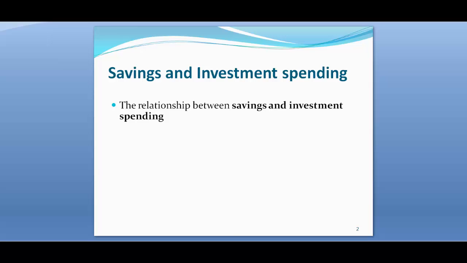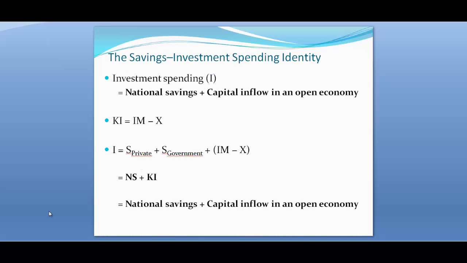Savings and investment spending. In the savings investment identity of an open, complex economy, investment spending is equal to national savings plus savings from around the world, which flow into the country in the form of capital inflow in an open economy. Once again, capital inflow is equal to imports minus exports, or KI equals IM minus X.